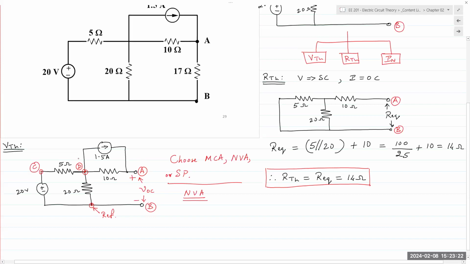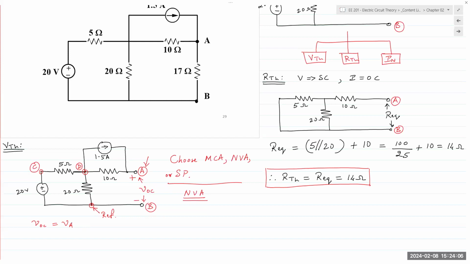All right, so now I have A, B, C, D. B is my reference node. Again, B is my reference node. I wish to find VA, right? If B is my reference node and I wish to find the voltage between A and B, automatically it means VOC is equal to VAB. Or since B is my reference, I can write it's just VA. So I find the voltage at node A, VA, and that would be my open circuit voltage, which would be my Thevenin voltage.